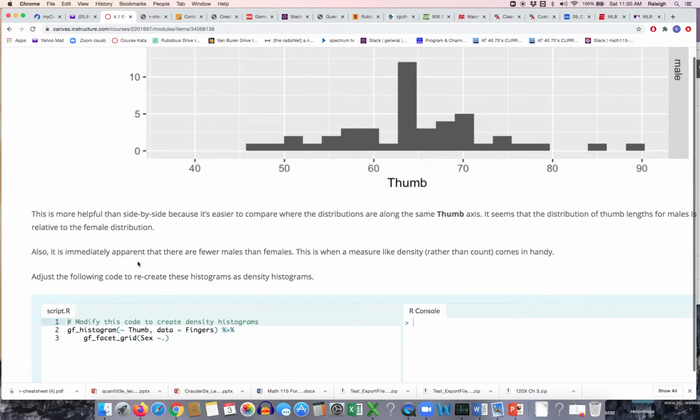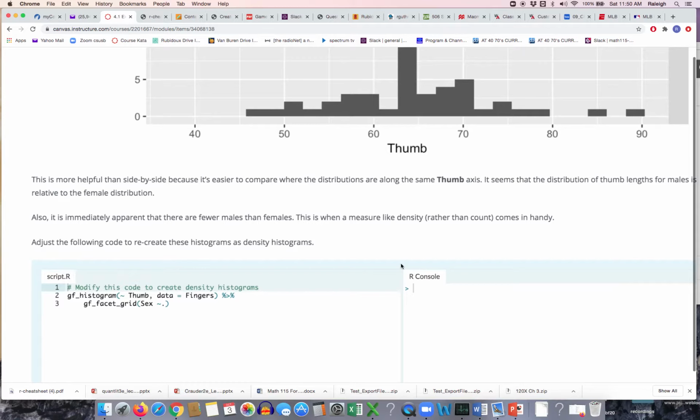And it's immediately apparent, as we already noticed, there are a lot less males than females. So maybe density would be better for this one. Let's take a look at GF, and let's try density histogram here instead. So we'll just slip a D in front of the histogram, and it looks like we chained that with facet grid. And remember, we always lead off with the Y variable tilde X variable. So I could just say that to remind you of this. I'll put the pound sign so it doesn't interpret it as a command.